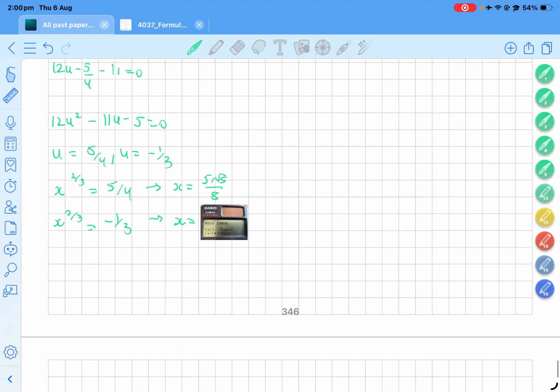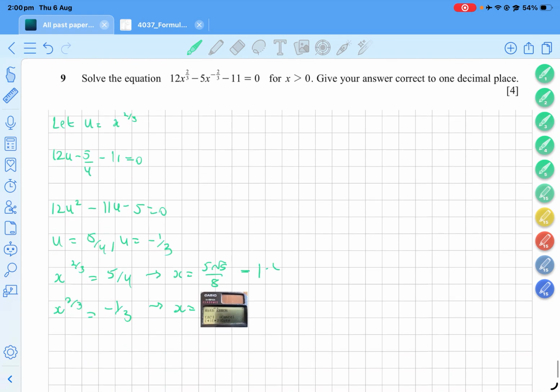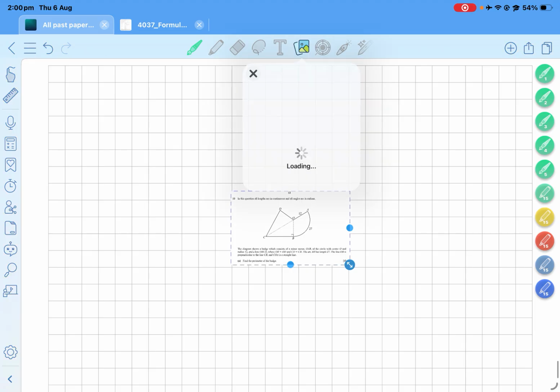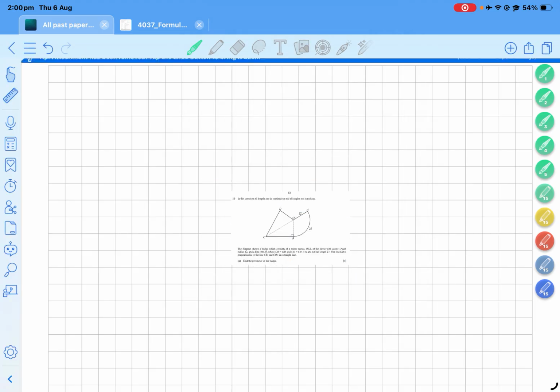Oh, 5 root 5 upon 8. They want to simplify 5 root 5 by 8. They could do that though. And why do they want it to 1 decimal place? It's fine, 1 decimal place, that's 1.4. Okay, then let me just double check that this was 9. Yeah, this was 9.